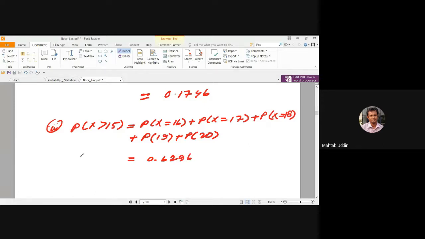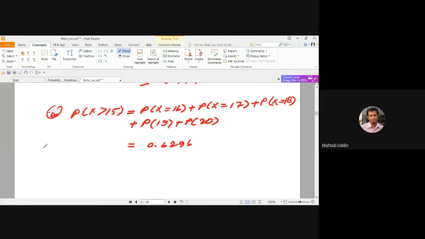Finally, they've asked to find P of x less than or equal to 15. Can you tell me what actually it is? Why? You have the 15 already in your hand. Use the complement simply.